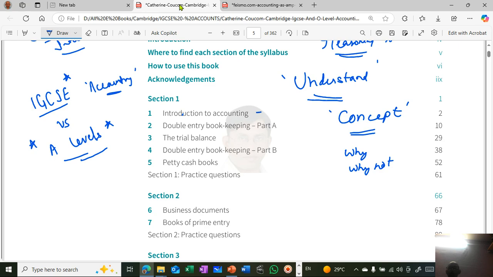From here onwards, gradually we will be learning lesson by lesson. After finishing all the lessons, we will start working out the question papers as well. These are CAIE question papers, Cambridge International Examination question papers.